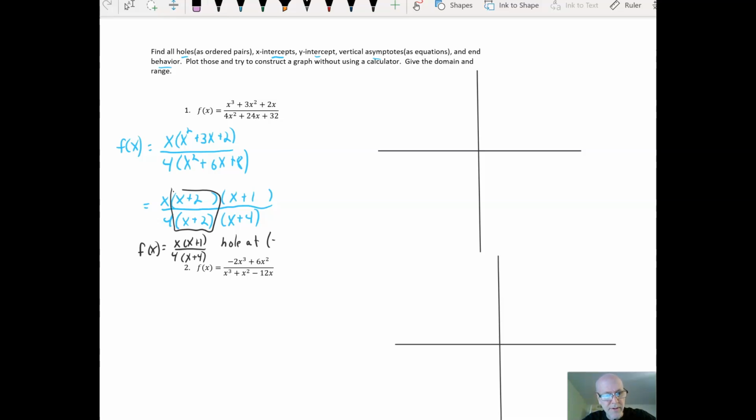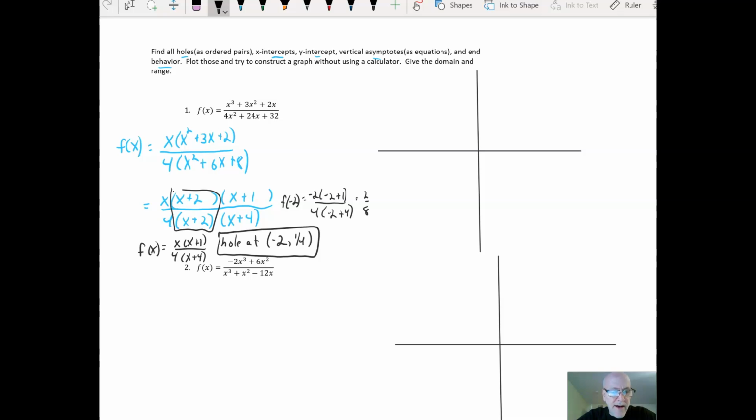It's going to be an ordered pair, so let's leave that negative 2 alone for a minute. And we're going to find the y-coordinate by finding f of negative 2. So f of negative 2 would be negative 2 times negative 2 plus 1 over 4 times negative 2 plus 4. That's negative 2 times negative 1 is 2 over, let's just write this, 2 over 4 times 2, which is 8, so this is 1/4. So there's our hole.